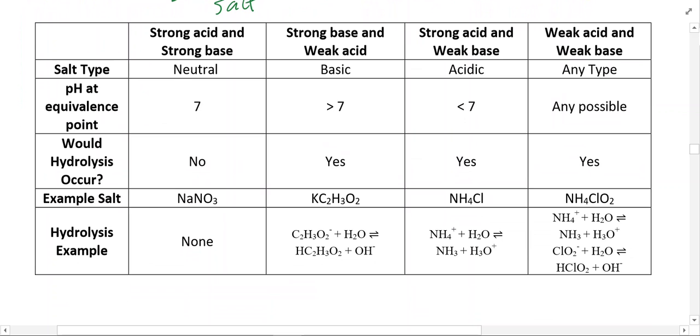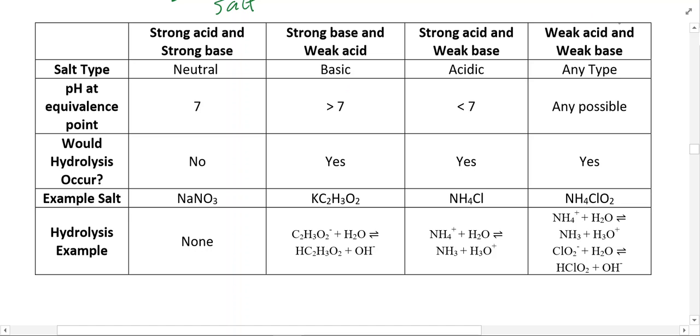So this is a nice little summary table. What you're looking at, I always look at the salt that forms and think of what it would produce. Would it produce a weak acid or a weak base, or a strong acid or a strong base? So if you have two strong acids and bases, you'll have a neutral salt. If you have a weak acid, it's going to produce a basic salt. If you have a weak base, it's going to produce an acidic salt.